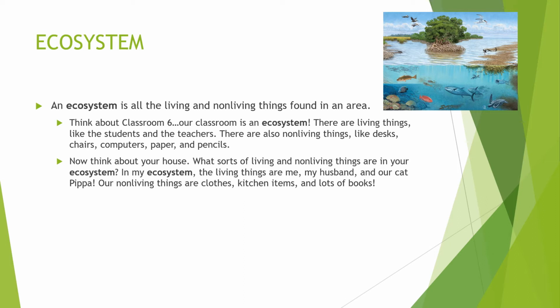Now I want you to think about your house. Your house is an ecosystem for your family. So think about what kinds of living and non-living things are in your ecosystem. For example, in my ecosystem, the living things include me, my husband, and our cat Pippa. We also have some non-living things like clothes, kitchen items, and a ton of books in our home library. So what sorts of people or pets do you have in your house? What sorts of non-living things do you have in your house?